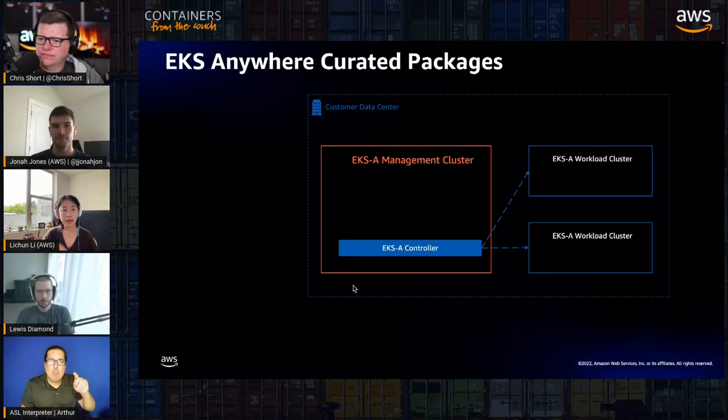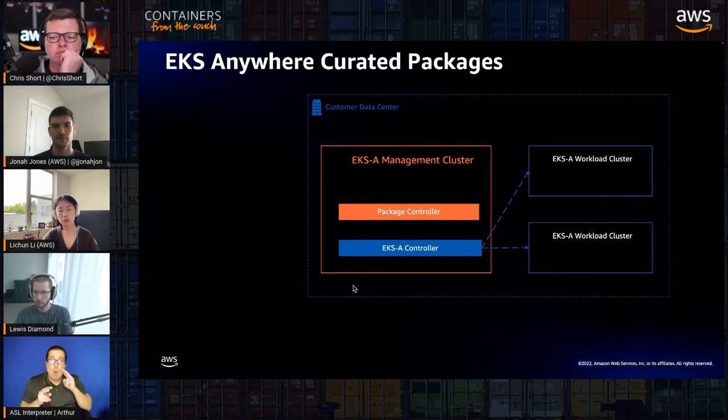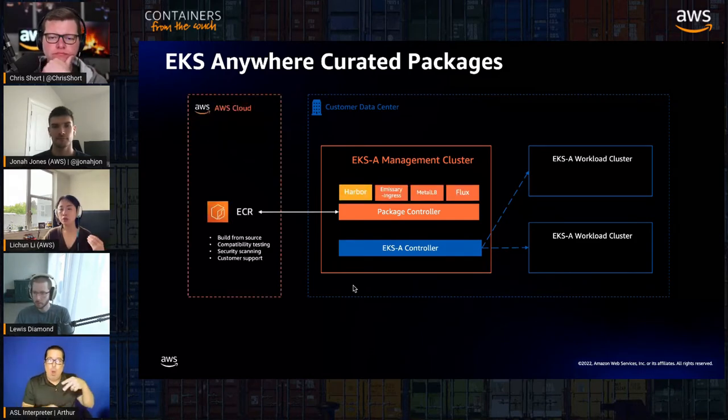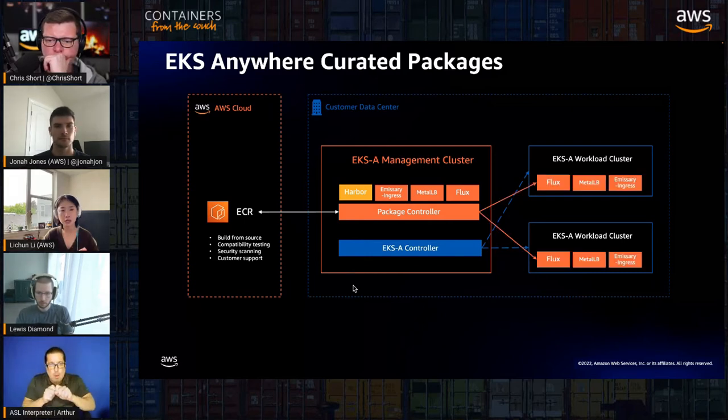So curated packages are a good example. One thing that we will be releasing through the public preview is a package controller. And this package controller is going to source the AWS-signed and AWS-built images of these packages from ECR. And the package controller will be the one that you could use to deploy these packages either on the management cluster or on subsequent workload clusters.